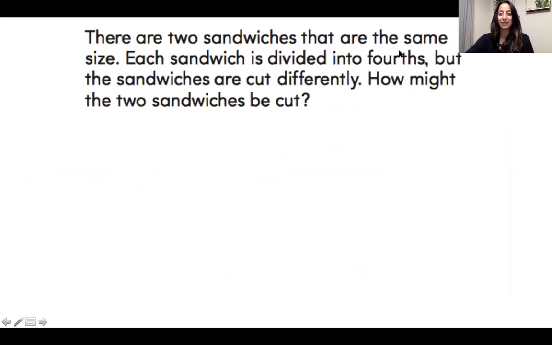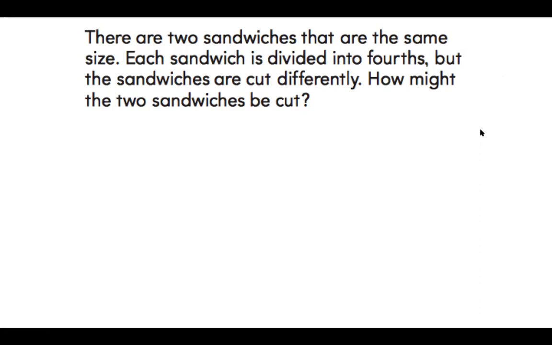All right, friends, let's get started. Here's our first word problem. There are 2 sandwiches that are the same size. So boys and girls, right now I'm thinking about sandwiches. And when I think about sandwiches, I think about squares. So pause the video and think about what you should draw right now. It says there are 2 sandwiches. So draw what you think we should draw right away after reading that first sentence. Pause and draw now.